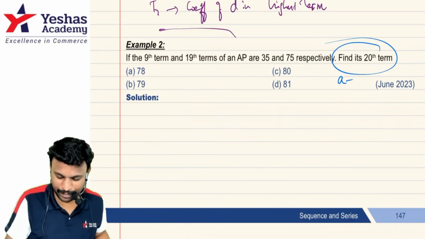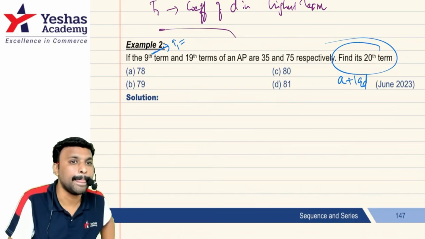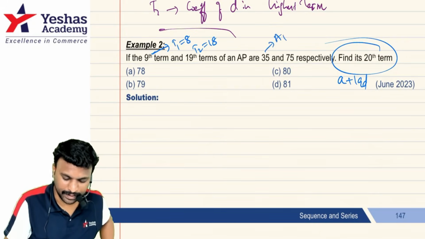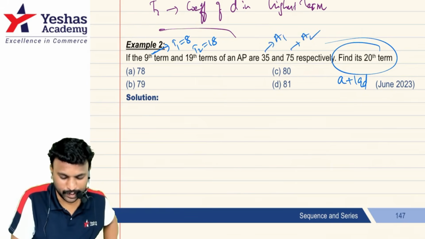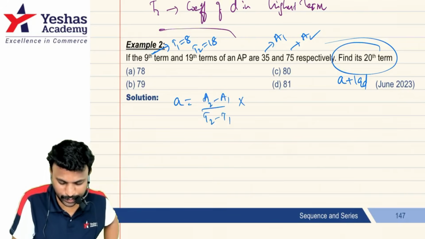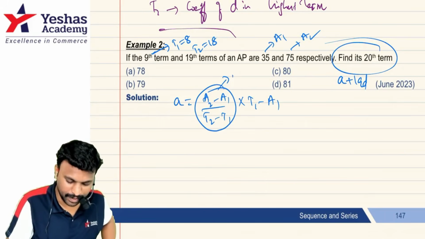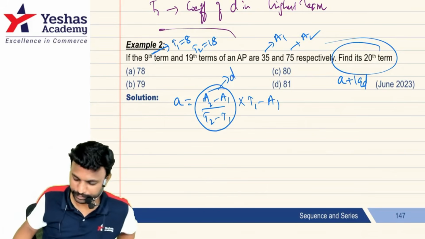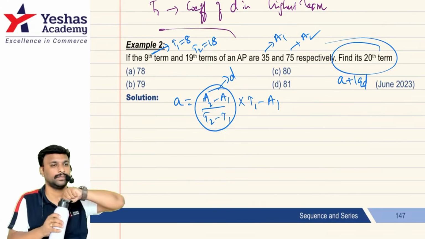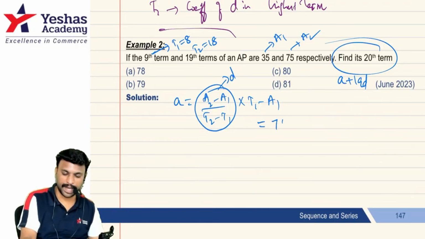Again, the 20th term is A plus 19D. Can you tell me what T1 is here? 8. T2 here? 18. A1? 35. A2? 75. So the shortcut to find D is A2 minus A1 by T2 minus T1, into T1 minus A1. Should we store this value? Why? Because it is required for the future. Do it. 70. Online students, what is the answer for this?